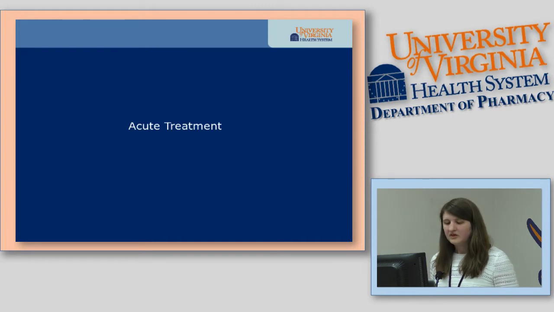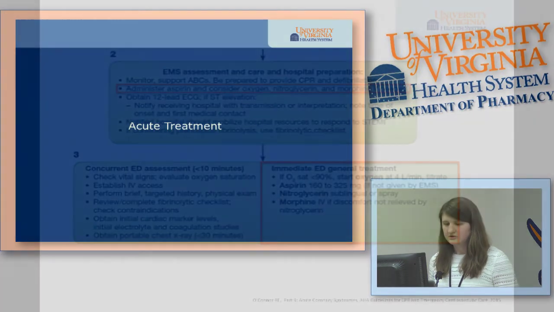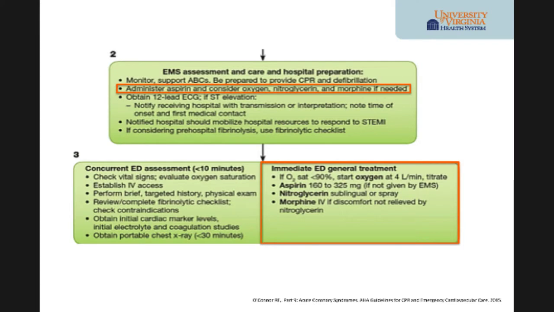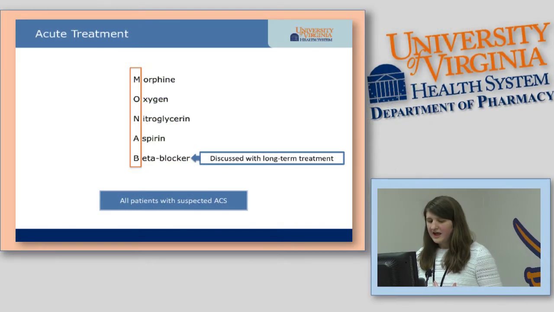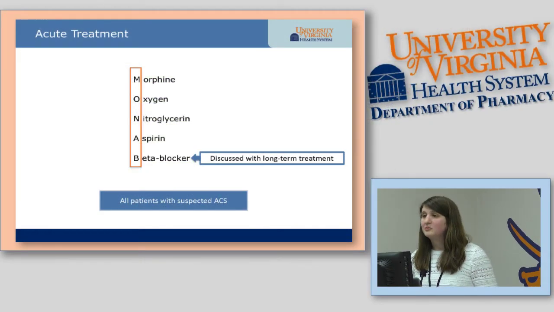So now we'll talk about the acute treatment of acute coronary syndromes. So the first couple steps is, these symptoms have been reported, you've called 911, emergency medical services come to you, and they decide if they need to, they run various tests and administer supportive care as needed. So we'll talk through what those immediate supportive care and treatments are. We know them by the acronym MONA-B. We'll actually discuss the B portion later with the long-term treatment.